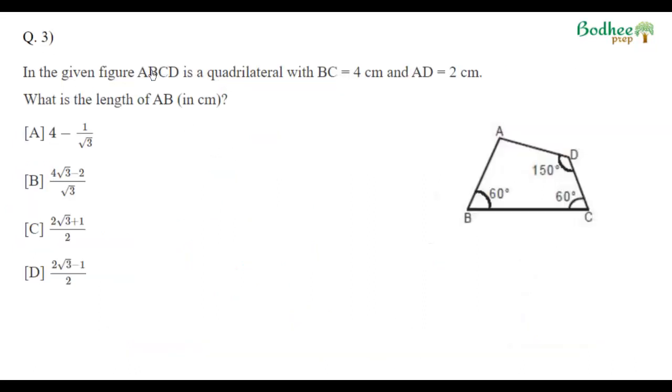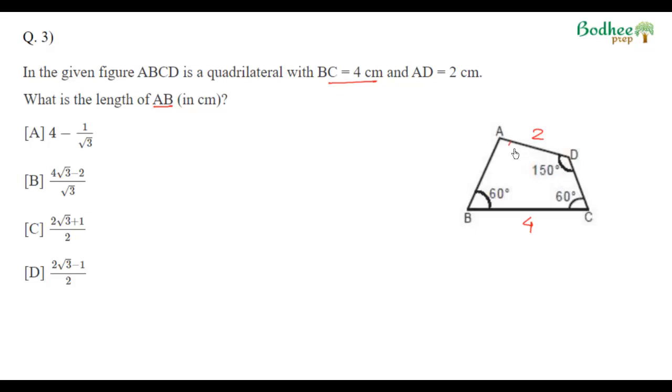Now here it says that in the given figure ABCD is a quadrilateral and BC is equal to 4, AD is equal to 2, and we need to find the length of AB. Now it looks very difficult, because the quadrilateral has the angles 60, 60, 120, 150.